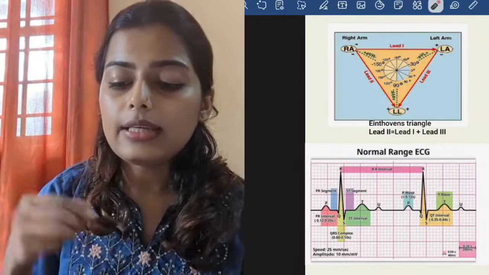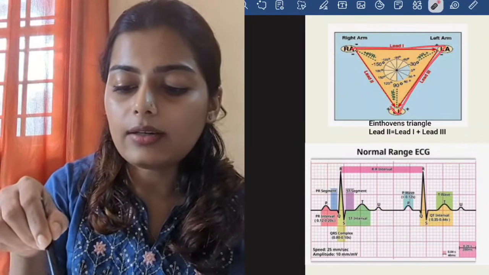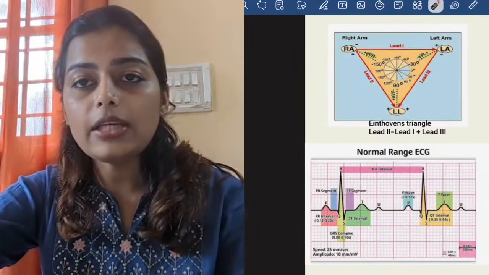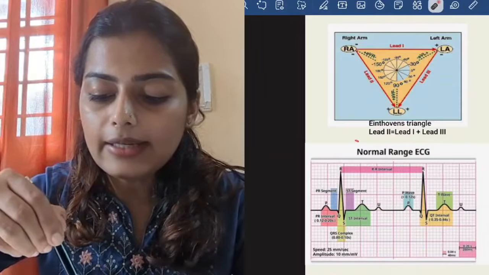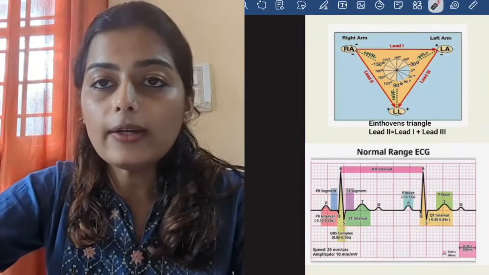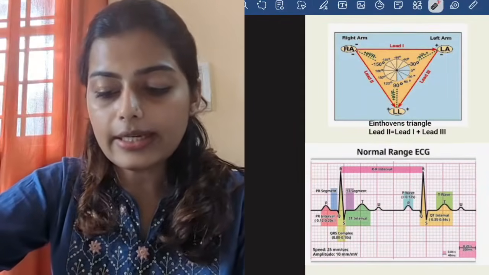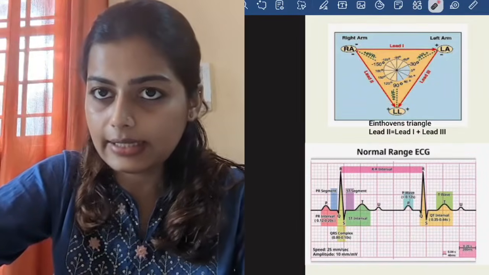So together these three leads are making a triangle. This triangle is known as the Einthoven's triangle. And we have an Einthoven's law also, wherein lead 2 is equal to lead 1 plus lead 3. So that is the Einthoven's law. This is an equation. Lead 2 is equal to lead 1 plus lead 3.